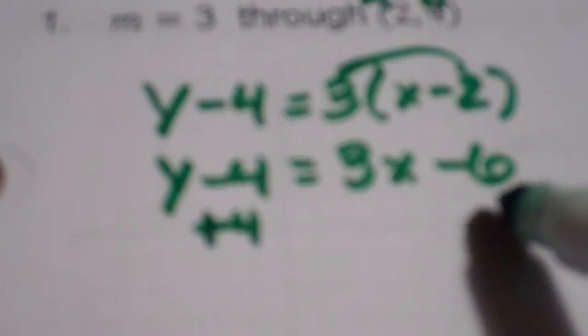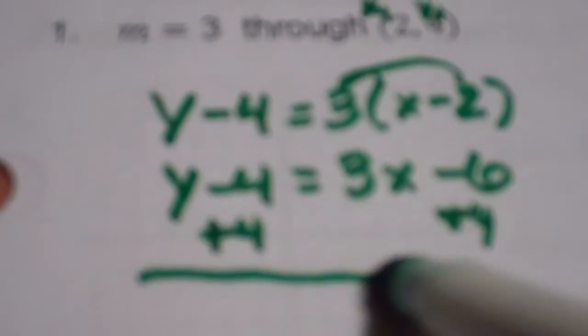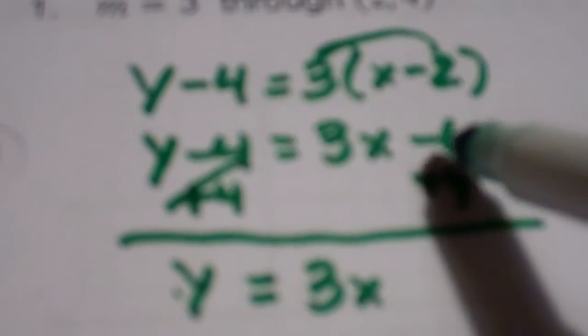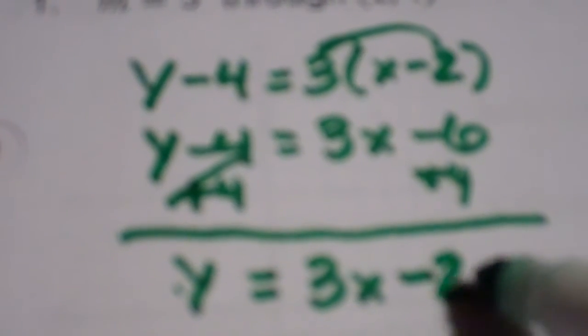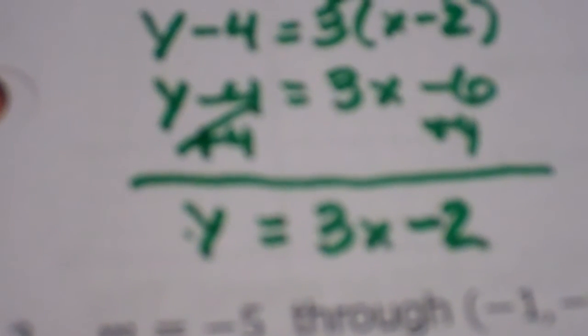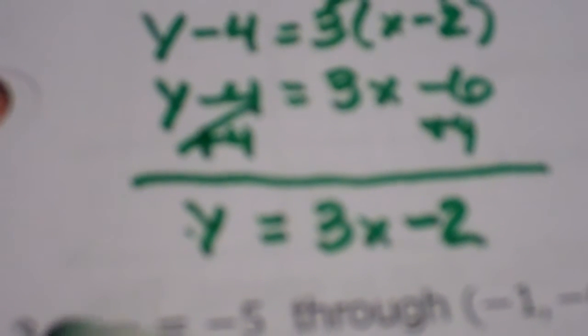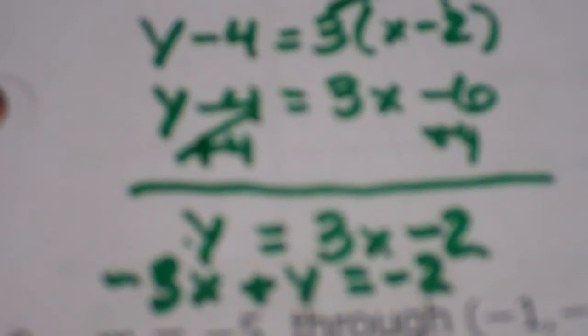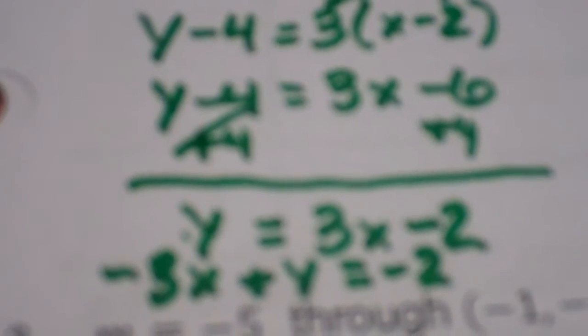Alright, let's add the 4 here. So y equals 3x, negative 2 plus 4. I'm sorry, negative 6 plus 4 is negative 2. And finally, the last step. Give me a moment. Negative 3x plus y equals negative 2. Okay.